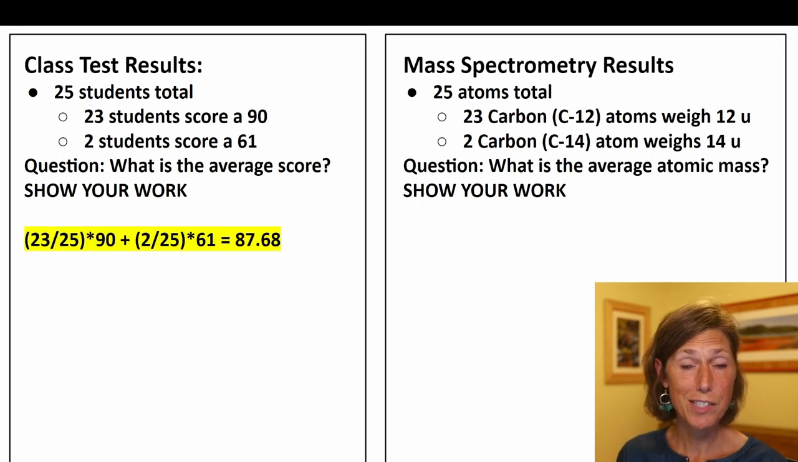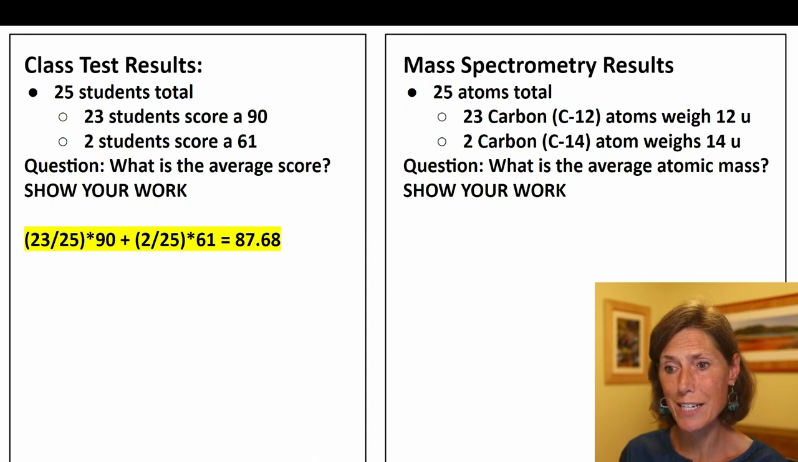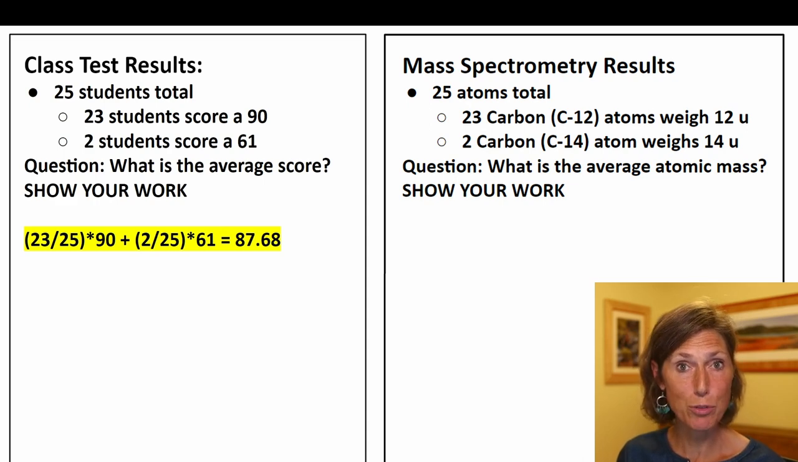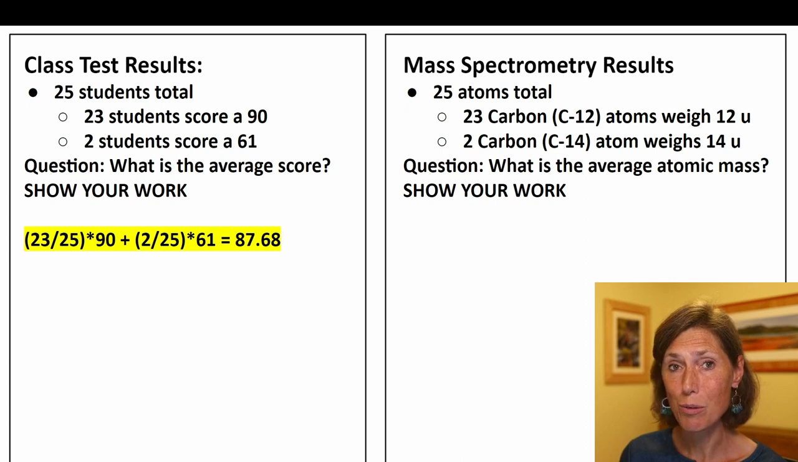As you can see, it's simply a proportion. 23 out of 25 students scored a 90, 2 out of 25 students scored a 61, which comes out to a weighted average of 87.68. But let's now extrapolate that example to, say, the element carbon. Why did I choose carbon? Well, remember, it's carbon-12 upon which the atomic mass unit is based.